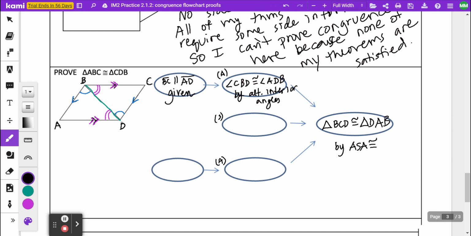Okay, BD. This is the side. BD is congruent to BD. And you have to say it, even though it seems trivial, because you're proving that both triangles have that congruent side. All right, and this is reflexive, so reflexive. And the last angles that we're going to talk about, angle ABD is congruent to angle CDB by alternate interior angles.